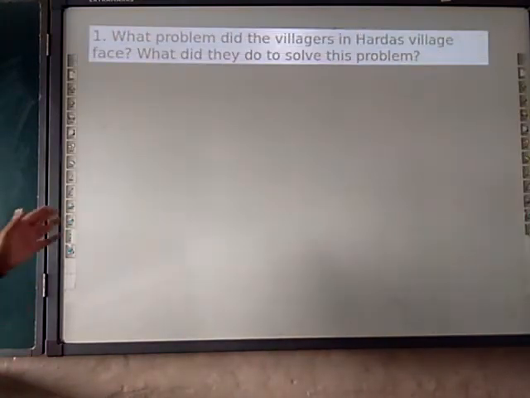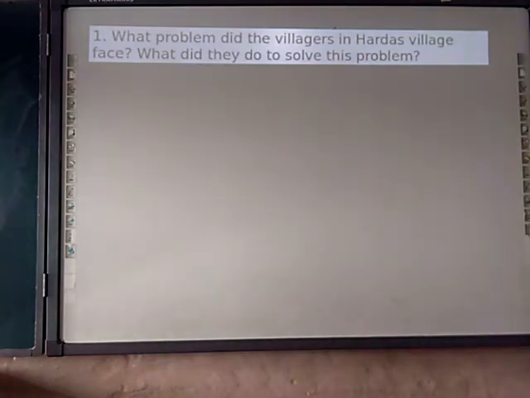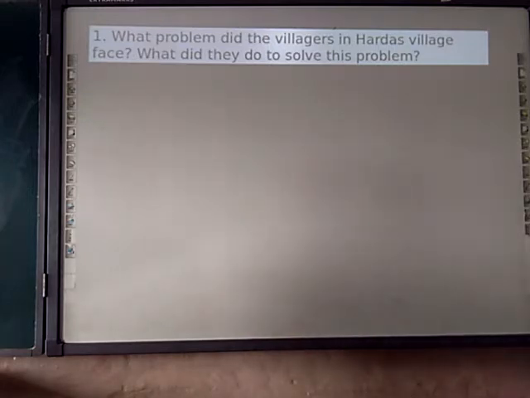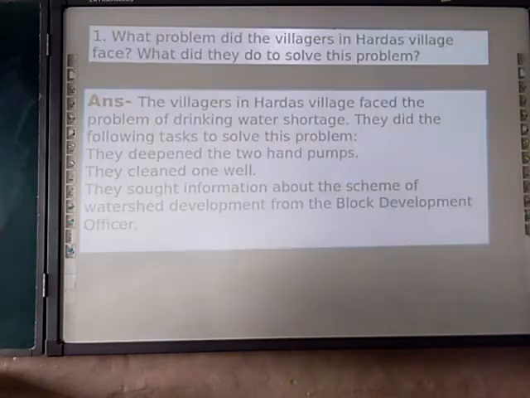Next, we are going to have the question answers. So question number 1 is here for you. The first point, as we are seeing in this presentation: what problem were the villagers in Harda facing? The villagers are facing a water problem, and what did they do to solve it?